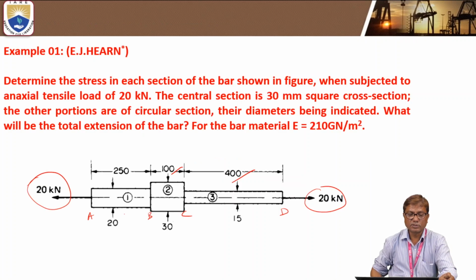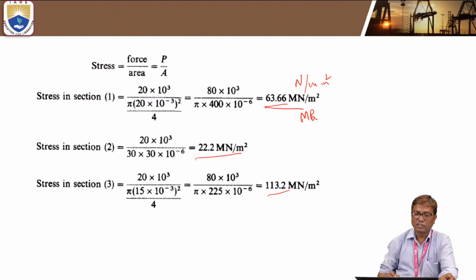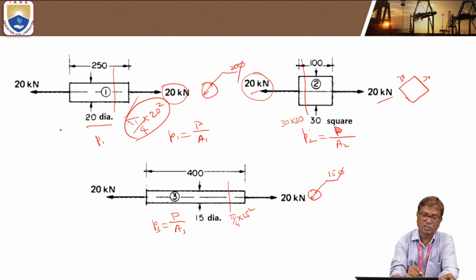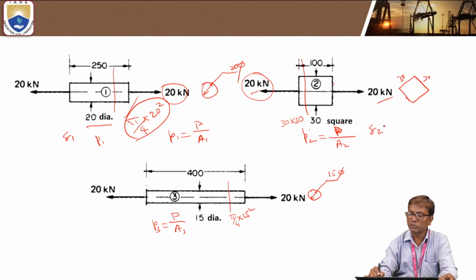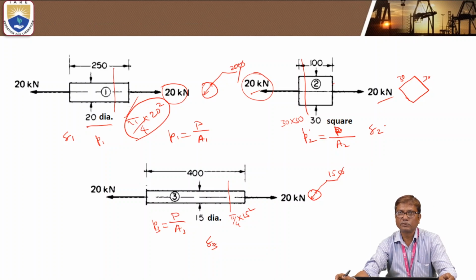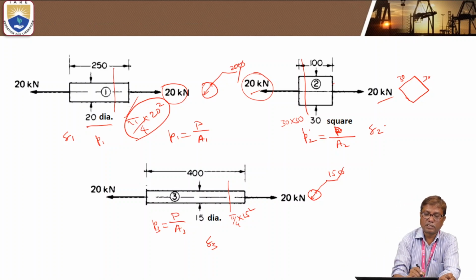Elongations of these portions. Okay. Total extension of the bar is elongation of bar 1, say delta 1, and elongation of bar 2, say delta 2, and elongation of bar 3, delta 3. Okay? Because all are subjected to tensile force, all the portions will be extended. Elongation takes place in each of the portions 1, 2 and 3 being subjected to tensile force. Okay? So, delta 1, how will you get the elongation delta 1?